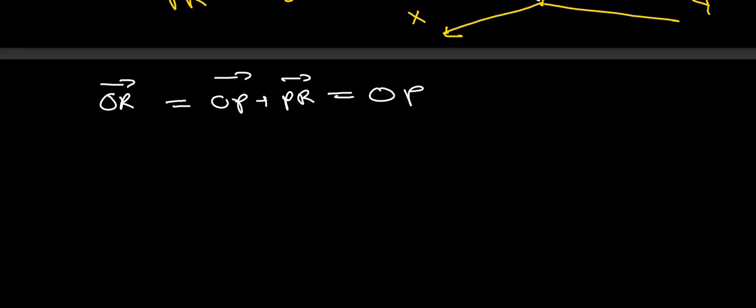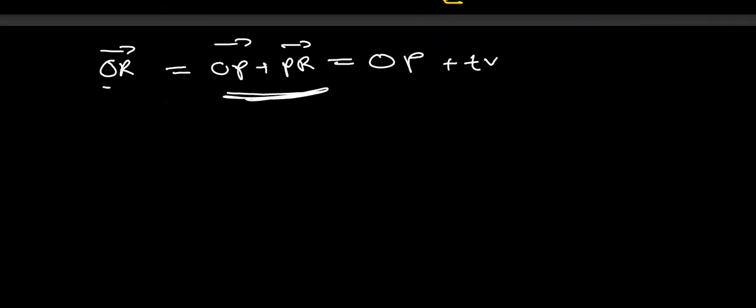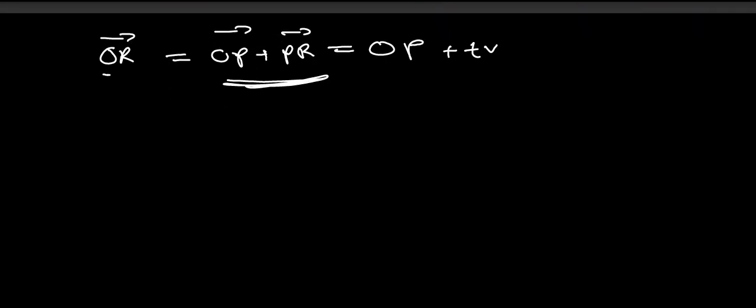Because from here, we're going to have what? This is the same as OP, which can now be added to T. Because we said OR, or rather we say what? PR. PR can give us T times V. So it's okay even if this doesn't make sense. I just want you to see that we're going to create the original guy, the O to R, which is X, Y, and Z. Are going to create equations.